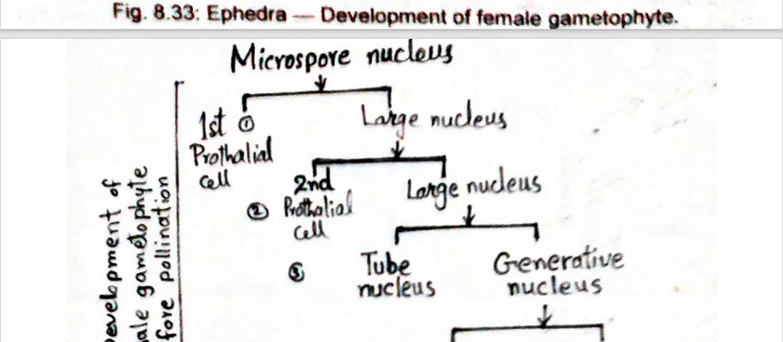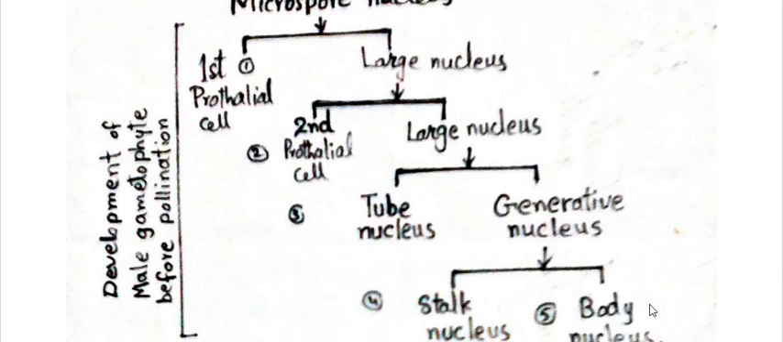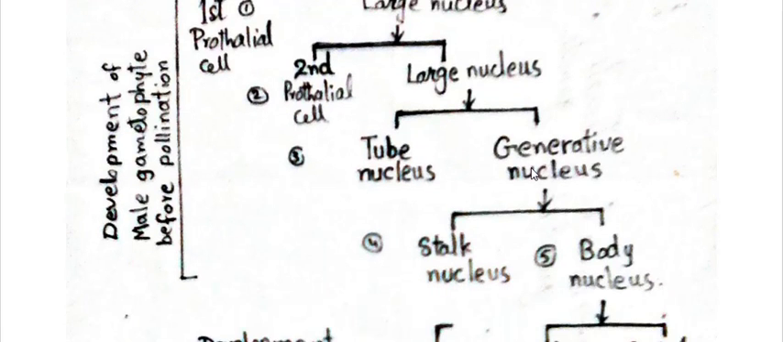Here is the graphic representation of the development of the male gametophyte. The microspore nucleus divides to form the first prothallial nucleus, which is surrounded by a wall to form the prothallial cell, and a large nucleus. Then this large nucleus again divides to produce two nuclei, the second prothallial nucleus, which is not surrounded by a wall, and a large nucleus. Then this large nucleus again divides to form two nuclei, the tube nucleus and the generative nucleus. And then this generative nucleus again divides to form two nuclei, the stalk nucleus and the body nucleus.